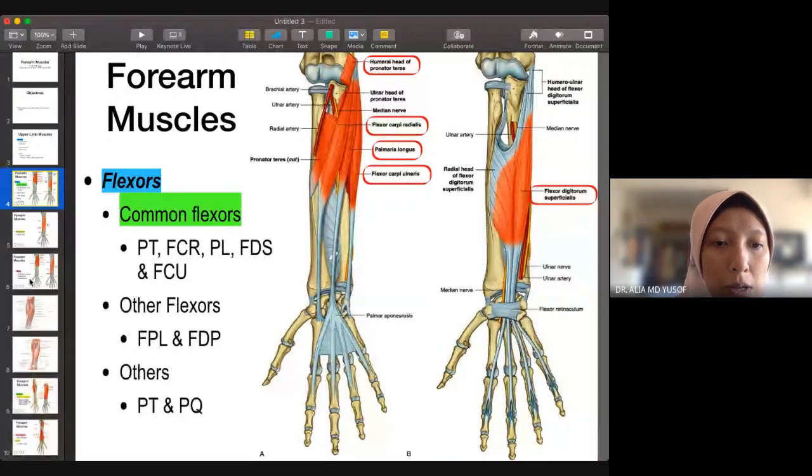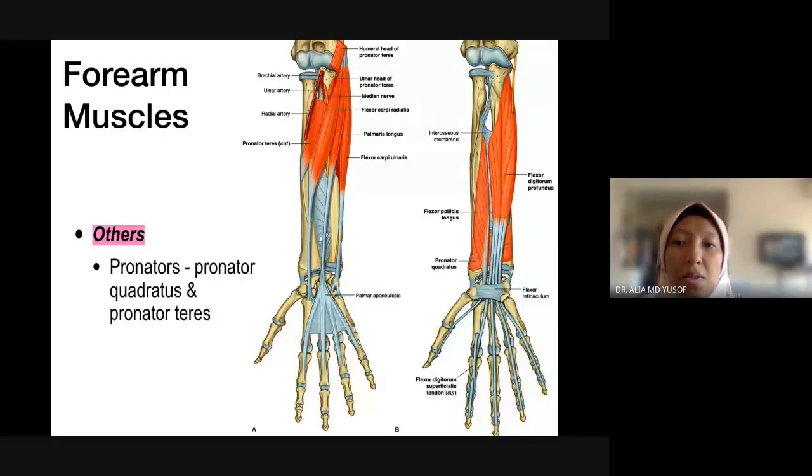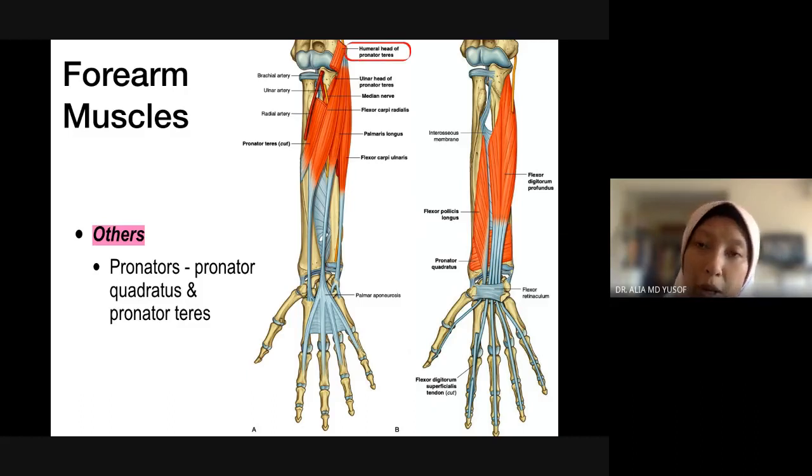Now, kita tengok apakah muscle yang lain selain daripada the common flexors and the other flexors. There are other group of muscles which are known as the pronators. Ada dua pronators di dalam anterior compartment of the forearm muscles. And number one tadi kita dah kenal dia sebagai one group member of common flexor. Kenapa? Sebab walaupun dia tidak flex the wrist, tapi dia berasal daripada origin yang sama iaitu medial epicondyle. Jadi pronators yang pertama ialah pronator teres.